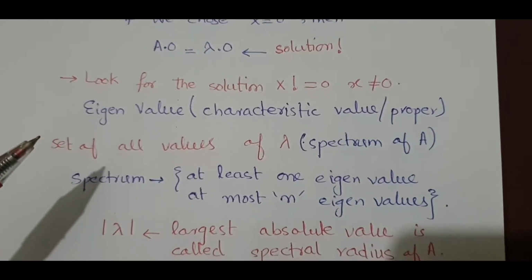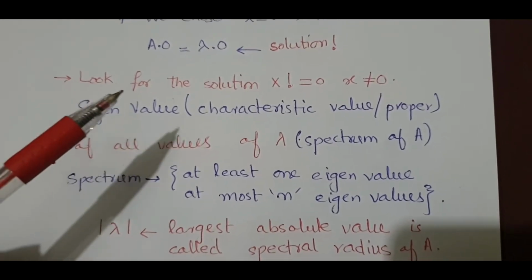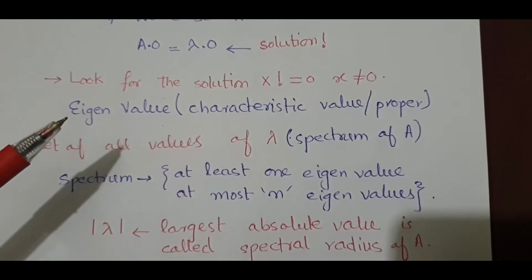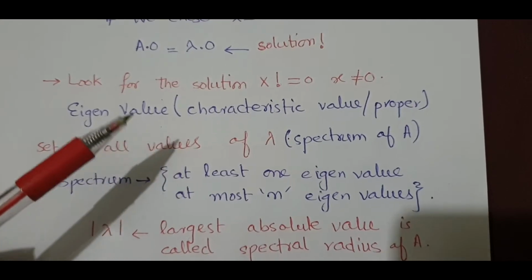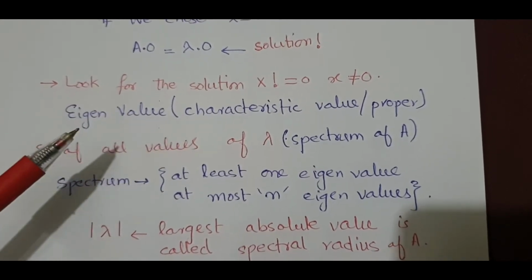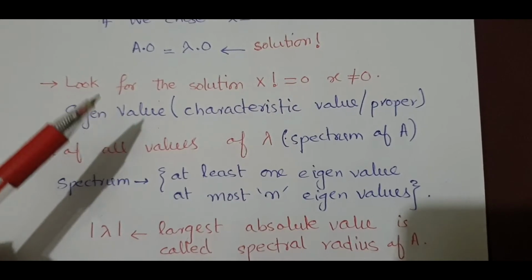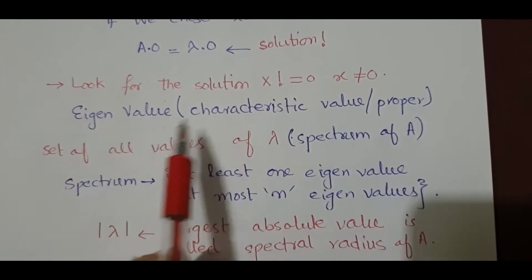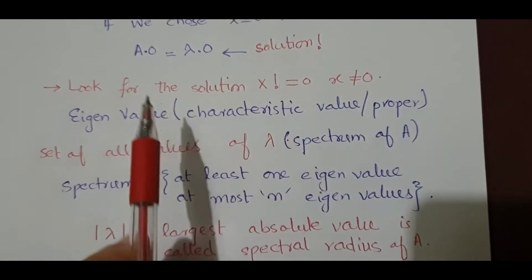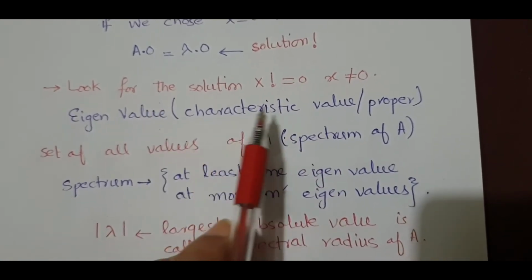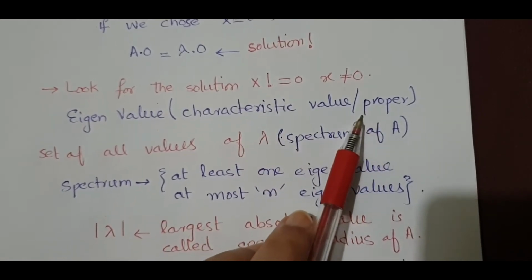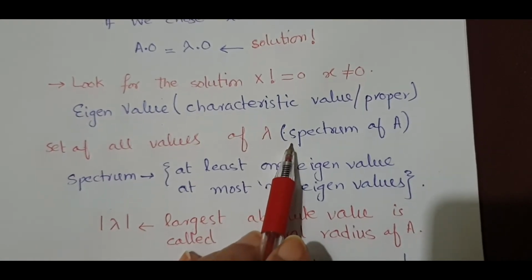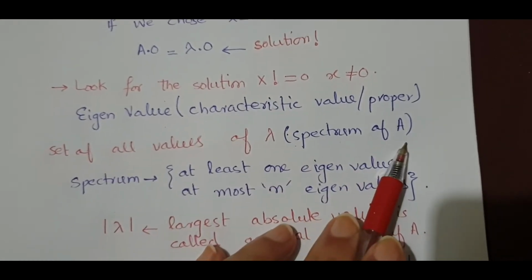So we are interested in finding the values of x that are not equal to 0, so that we can get certain information. This non-zero vector will be called the eigenvector of our system. Okay, for finding this eigenvalue and eigenvector, we have to form a characteristic equation. The eigenvalues of your system are also called the characteristic values or the proper values. And the set of all the eigenvalues is called the spectrum of your coefficient matrix.